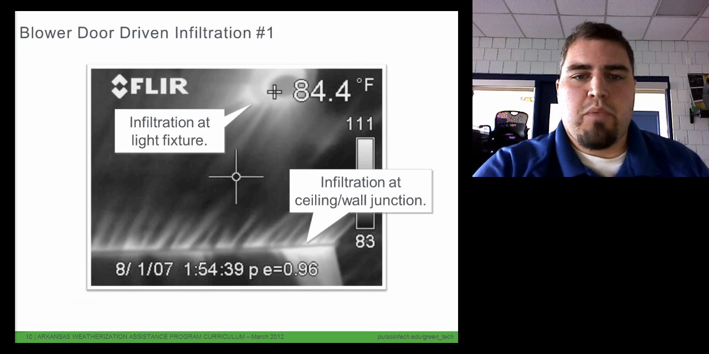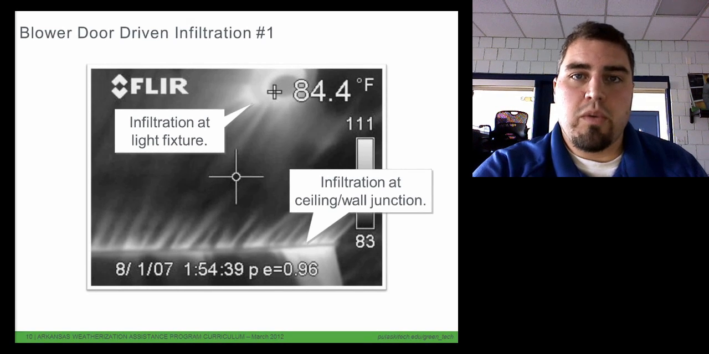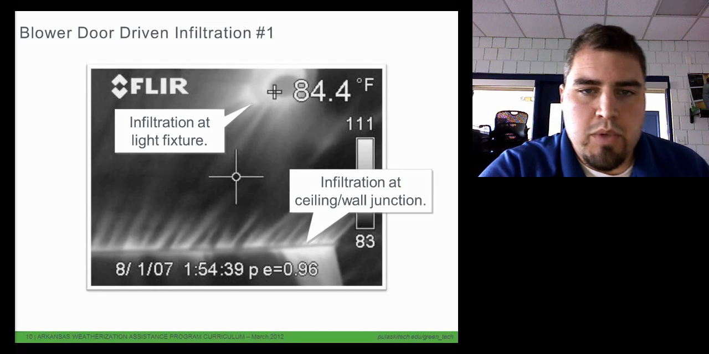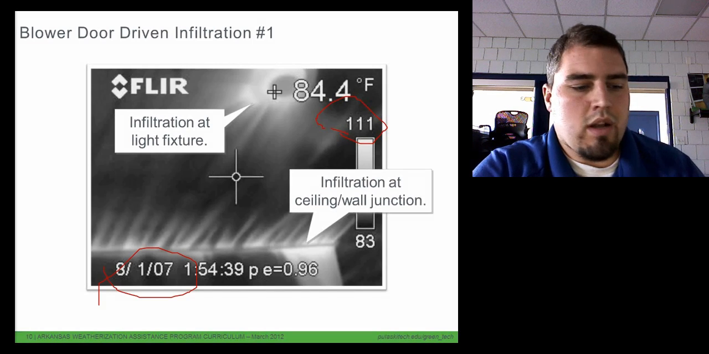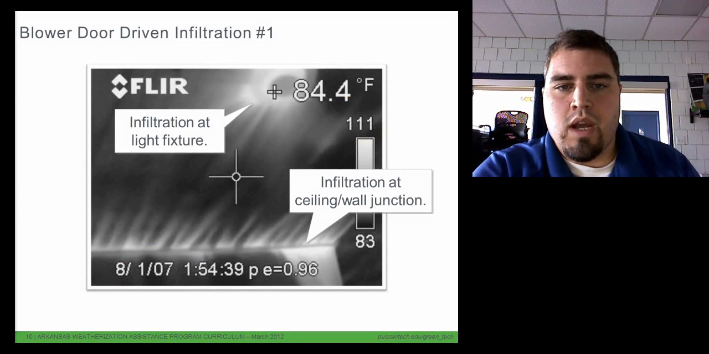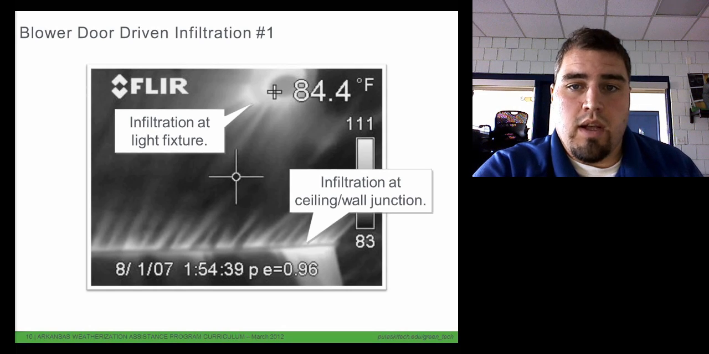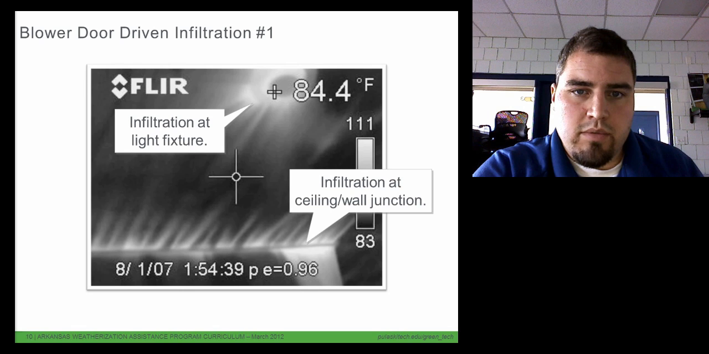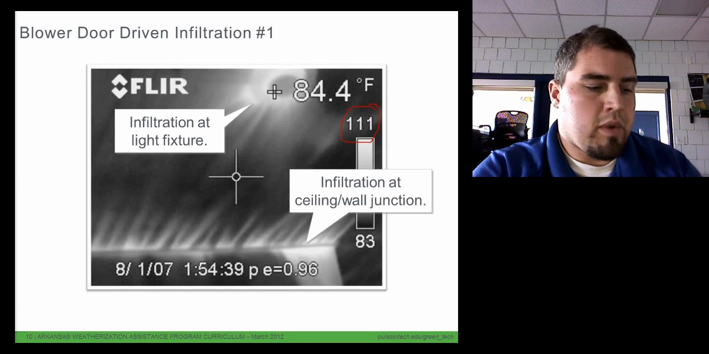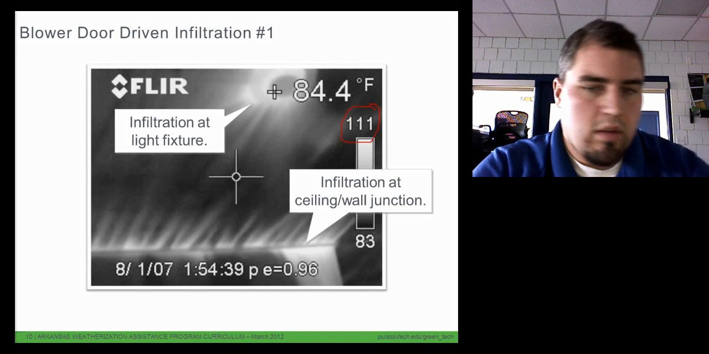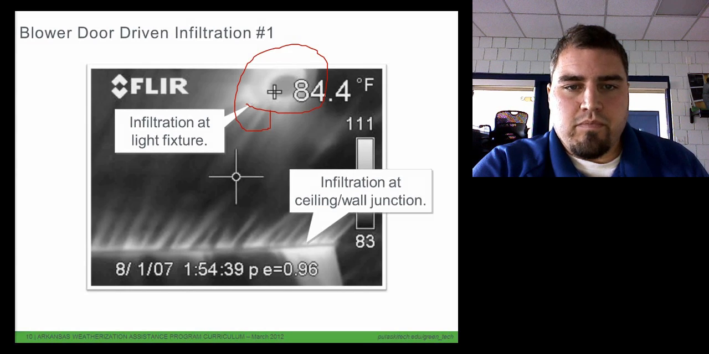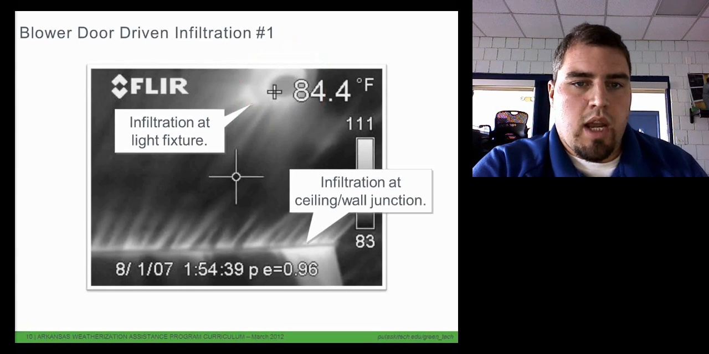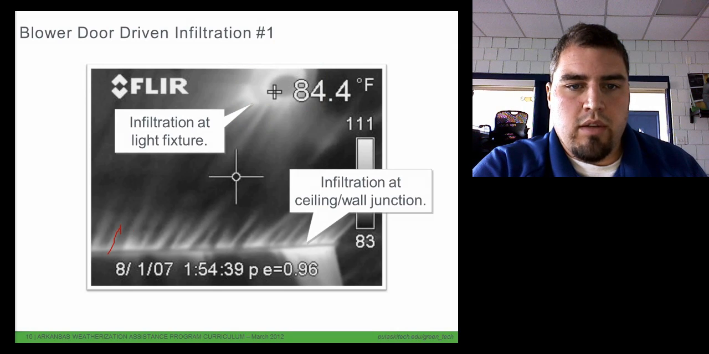This is actually a summertime picture. We notice this picture is reversed from all the other pictures we've seen so far. Hottest temperature is 111, and it is August 1st, 2 o'clock in the afternoon. Nice warm day, especially for us here in Arkansas, where this temperature would probably be closer to around 140, 150. But you'll see the infiltration here around the can light. We can see the streaking on it. And then also here at our top plate, all of our streaking coming in from the attic.